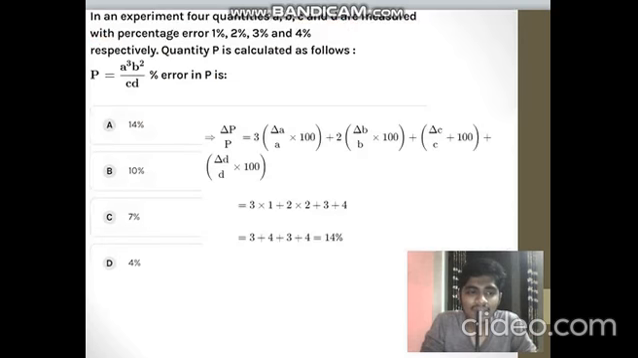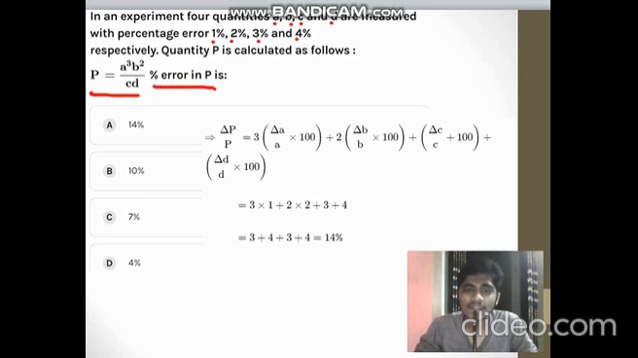Talking about the eighth question. They have given you that in an experiment, 4 quantities A, B, C and D are measured with percentage error 1%, 2%, 3% and 4% respectively. Quantity P is calculated as follows. So they have given you an error, they have given you an expression and they have asked you the percentage error in the same. So what's the formula that we use?